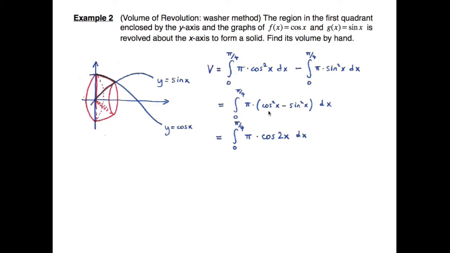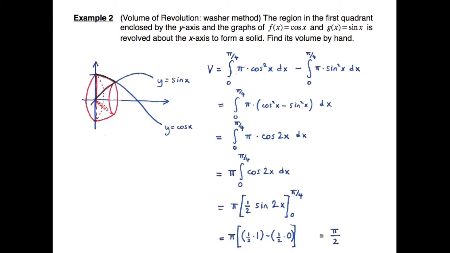There's a trick here. Cosine squared x minus sine squared x is actually cosine of 2x, if you remember from pre-calc. We studied double angle identities, and that is a much easier integral to find by hand. The integral of cosine of 2x dx is 1/2 sine of 2x. So after we've plugged in x equals pi over 4 and x equals 0, we can finally find that the answer is that the volume is pi over 2.